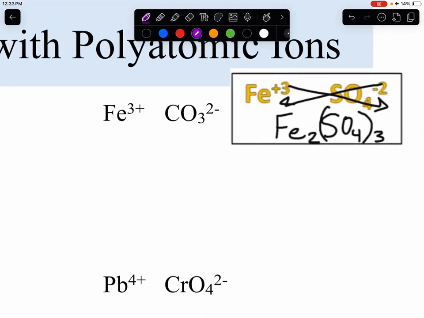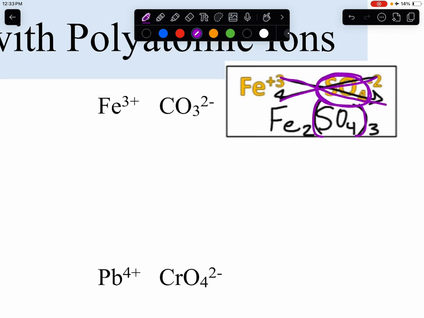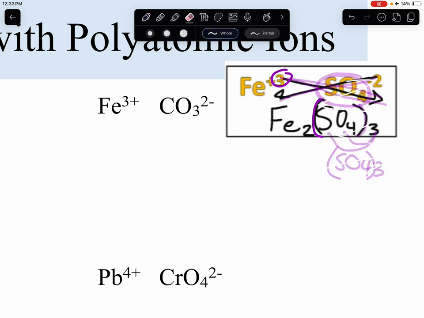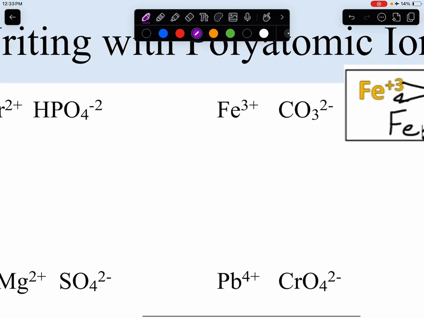So you do the same thing here. You crisscross your charges and bring them down, okay? But if there is something that has a number associated with it, you have to put parentheses around it because this number coming down belongs to everything. So you cannot write it like this. It is not SO43. It is 3 sets of SO4. So that is a little bit of something new we're going to have to look at when we work through these. Okay? Let's do some examples here.